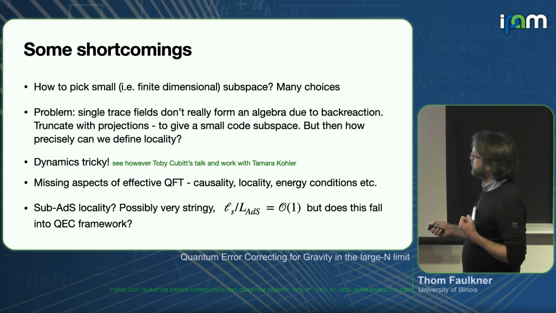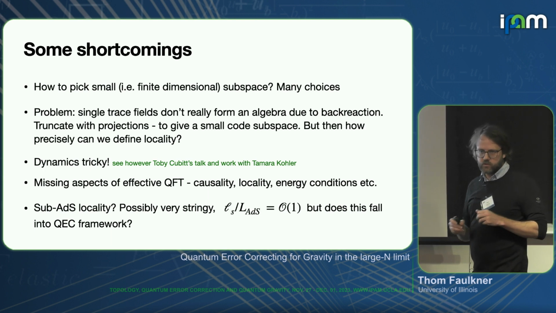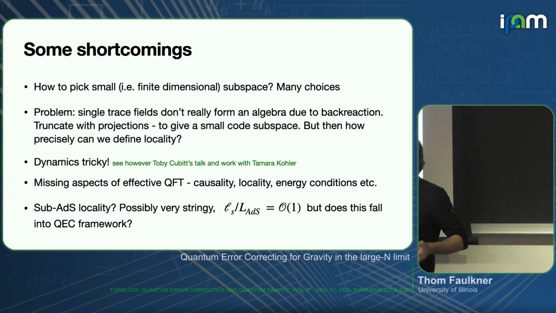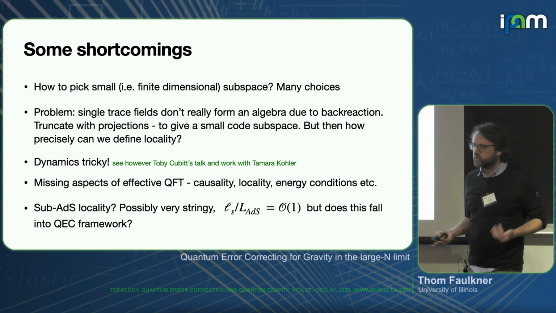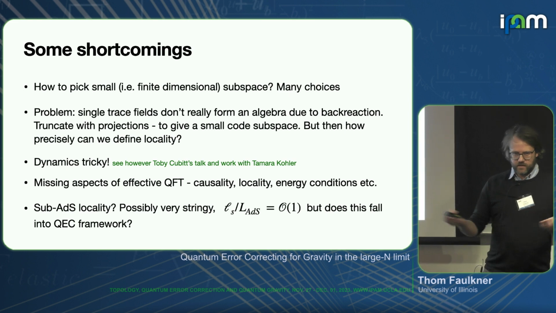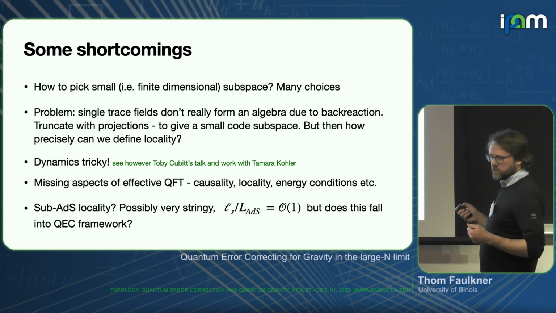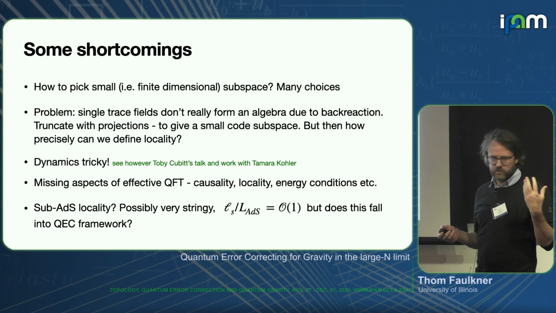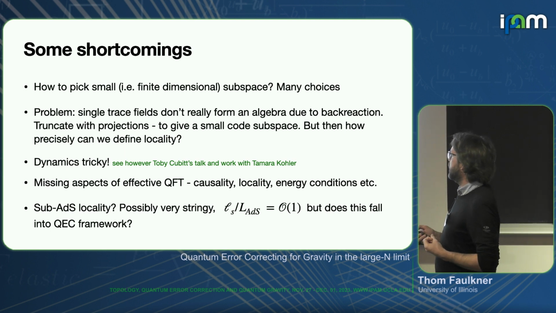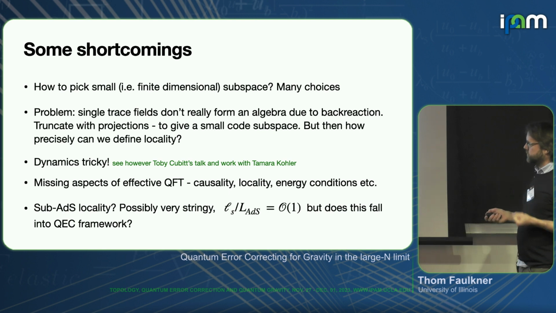The other issue is that dynamics is tricky. So there's no dynamics here. To specify dynamics, I need to specify some Hamiltonian. But then there's some question about the bulk Hamiltonian versus the boundary Hamiltonian. How does that work? Apparently, Toby Cubitt will say something about this on Friday. So he has some non-trivial results here.